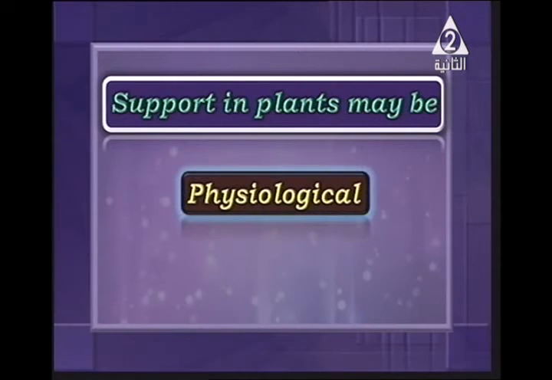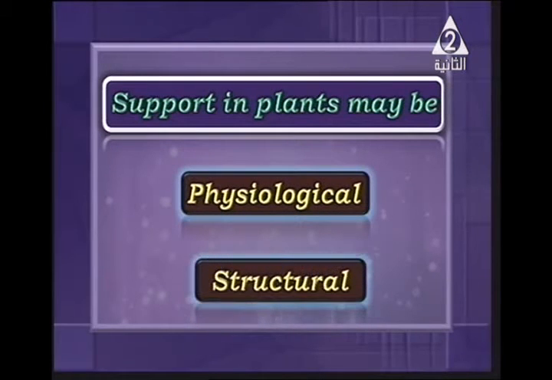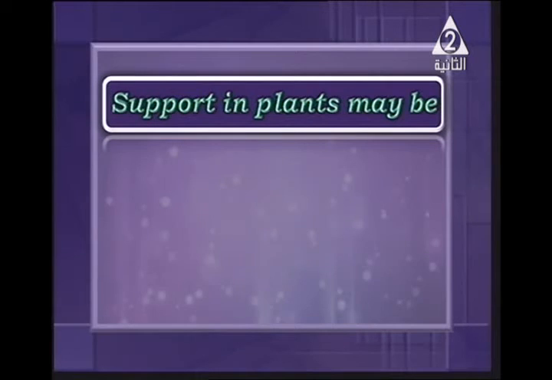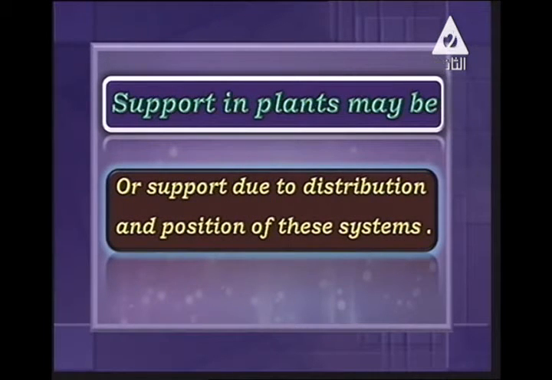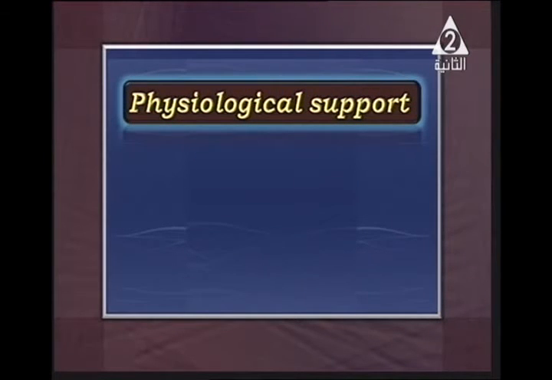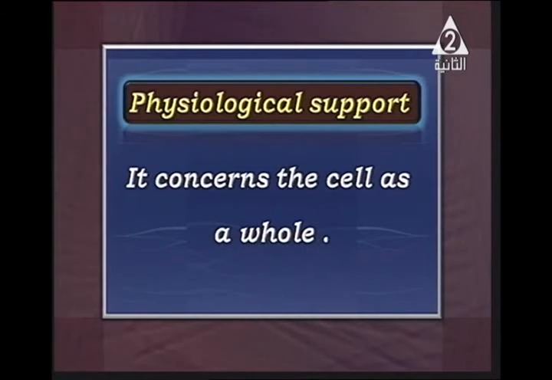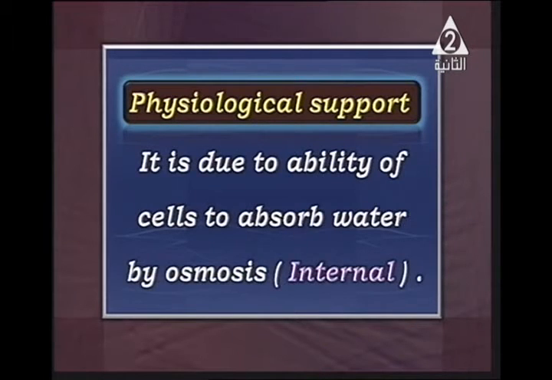Number 1, physiological support. Number 2, structural support, or support due to the distribution and position of these systems. Let's start with the physiological support. Physiological support concerns the cell as a whole, or deals with the cell as a whole structure. What else about the physiological support? It is due to the ability of cells to absorb water by osmosis.